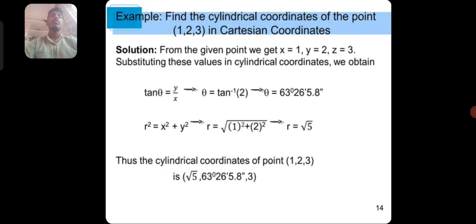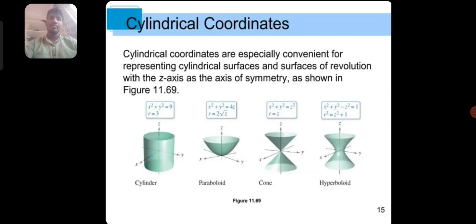while changing Cartesian coordinates to cylindrical coordinates, we have to use tan theta equals y by x, then theta equals tan inverse 2, theta equals 63 degrees 23 minutes 5.8 seconds, and r squared equals x squared plus y squared, r equals root of 1 squared plus 2 squared, that is r equals root 5. Thus the cylindrical coordinates of point (1, 2, 3) are (root 5, 63 degrees 23 minutes 5.8 seconds, 3).